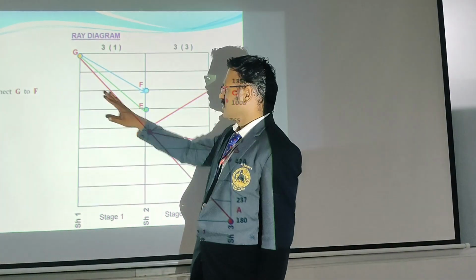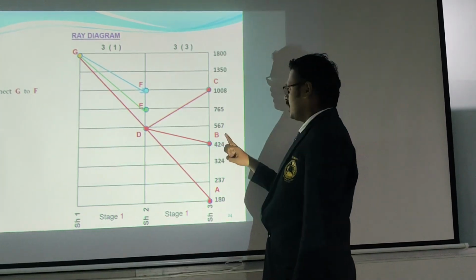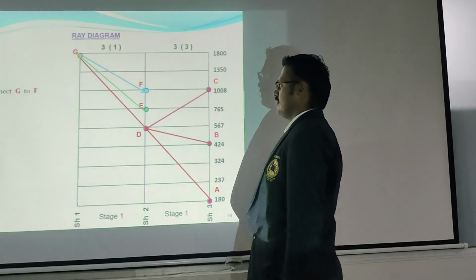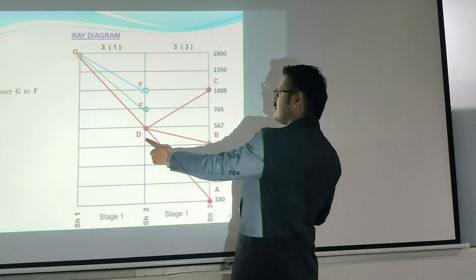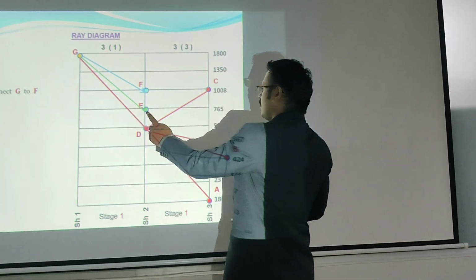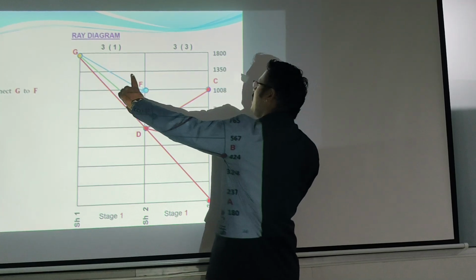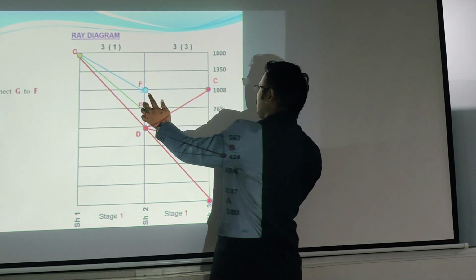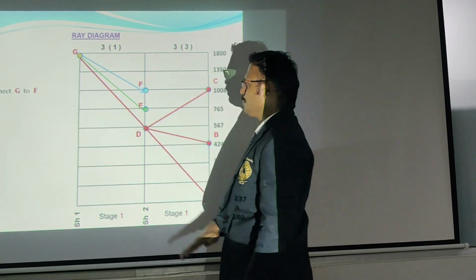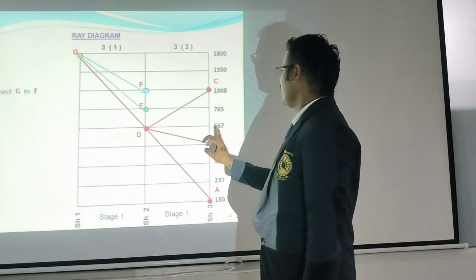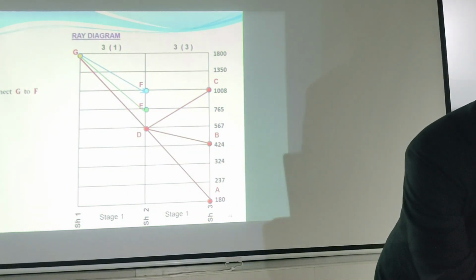In first stage, first pair, the input RPM will be 1800, the output RPM will be 567. So first pair will be 1800 to 567. Then second pair will be 1800 to 765. Then third pair will be 1800 to 1008. Now we are doing the calculation for the first pair, first stage: 1800 to 567.